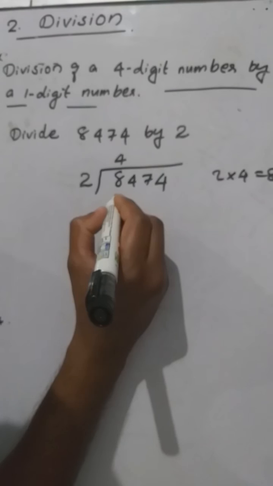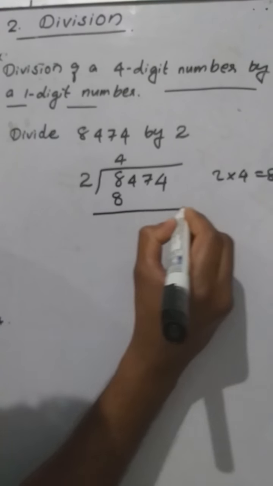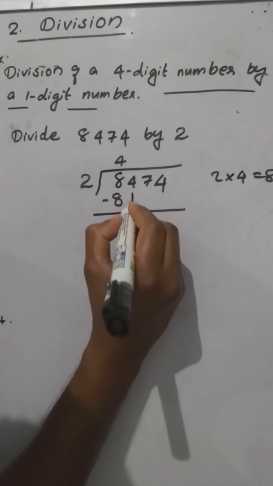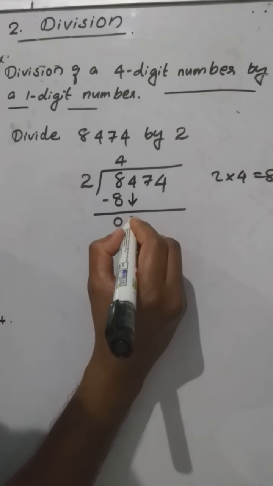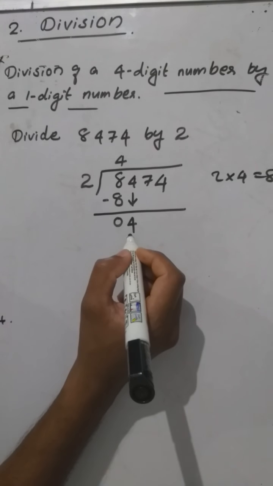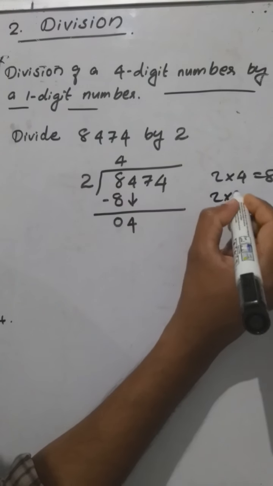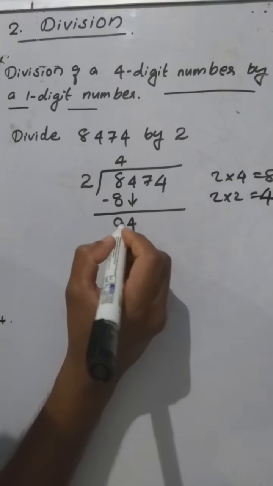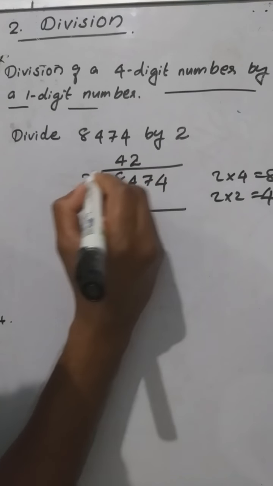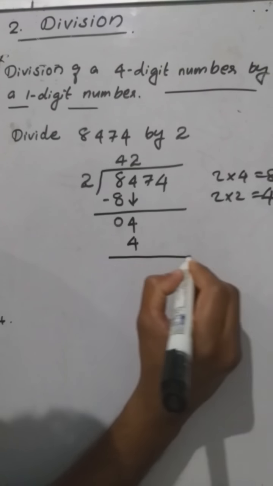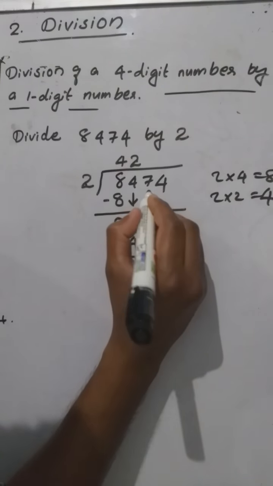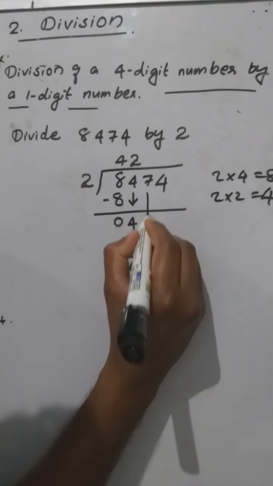4 2's are 8. We have to subtract 8 from 8, 0. And now we'll write this 4 here. And let's find how many 2's are there in 4. So we know that 2 2's are 4. So we write at the quotient place 2. 2 2's are 4. And again you have to subtract 4 from 4. Now you write the next digit here.